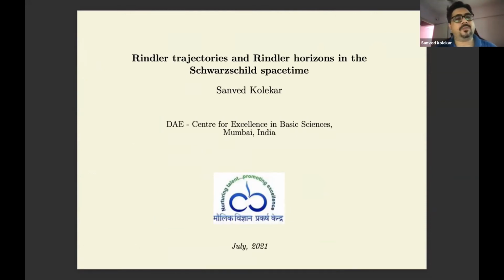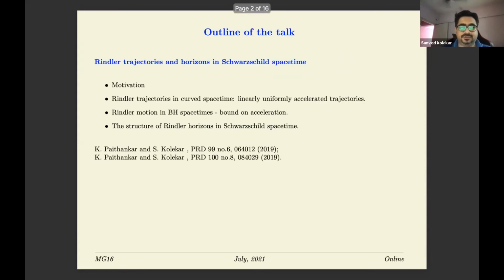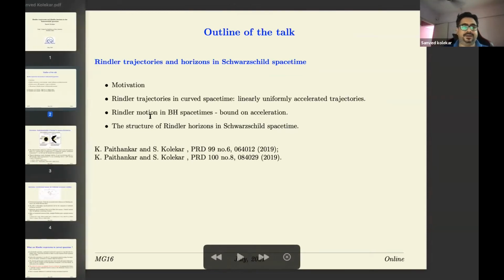So I'm going to talk about Rindler trajectories and Rindler horizons. So this would be in the background of the Schwarzschild space-time. We are already familiar with what Rindler trajectories and Rindler horizons are in flat space-time. So I'm going to tell you what happens to those trajectories when you have a black hole in the background. And I'm going to define them as I go along. So this is the basic outline of my talk.